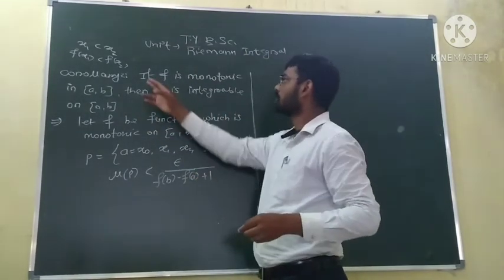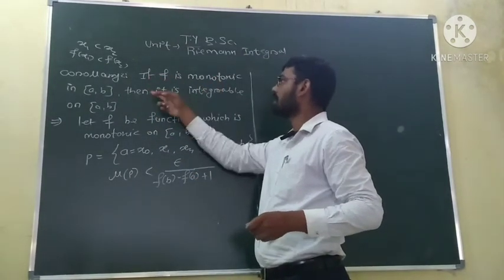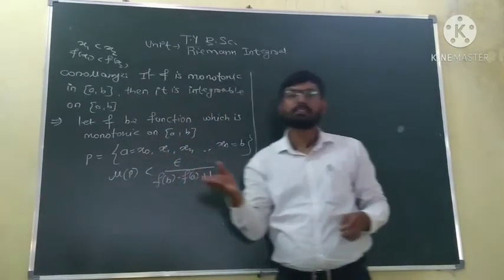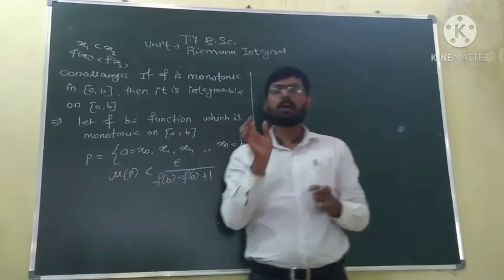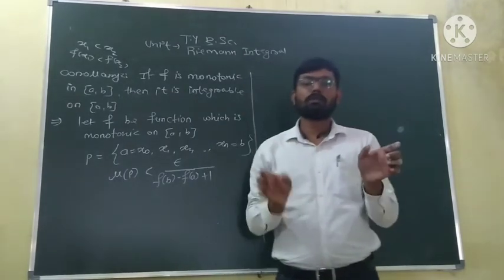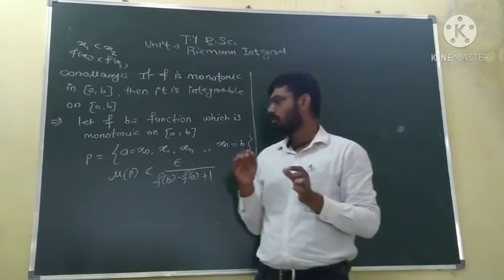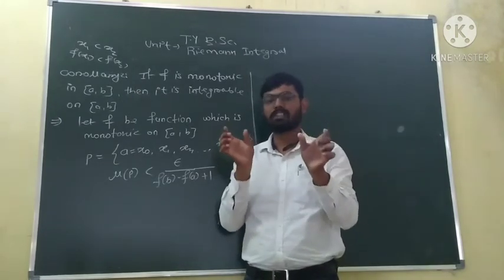Now we have to prove that the function is Riemann integrable using our integrability condition. So what is the condition? We have to prove that the difference between the upper sum and the lower sum is less than epsilon. So we have to find the difference between the upper sum and the lower sum.